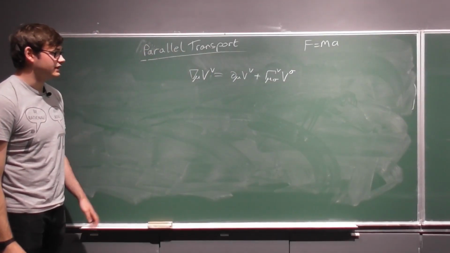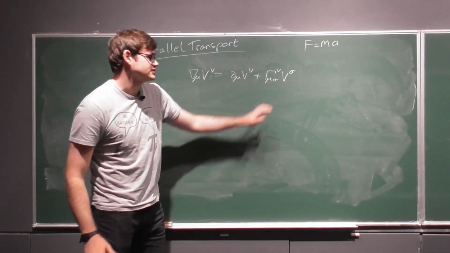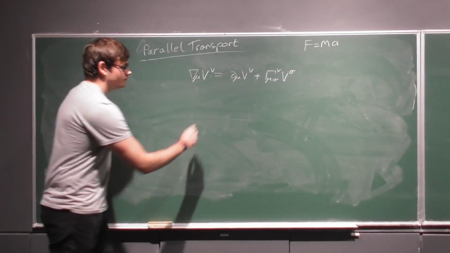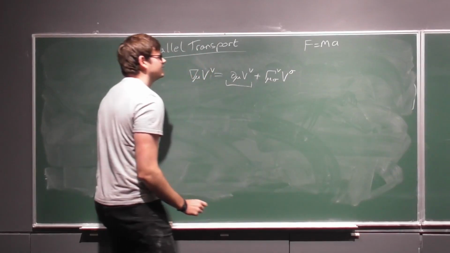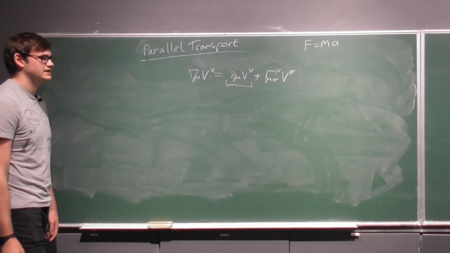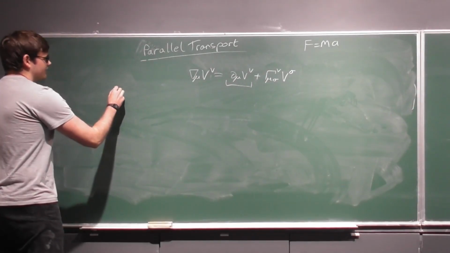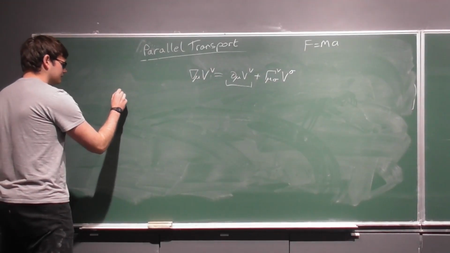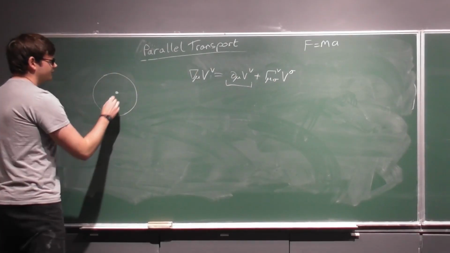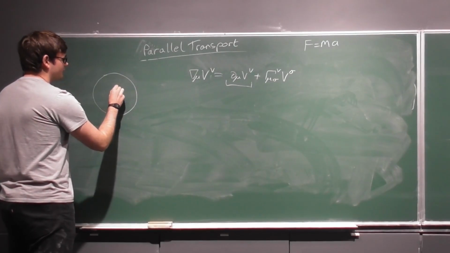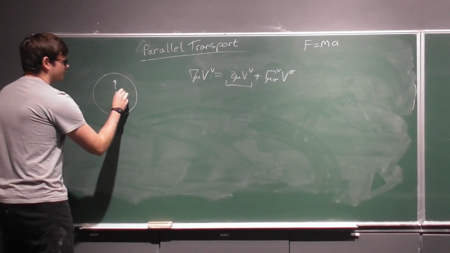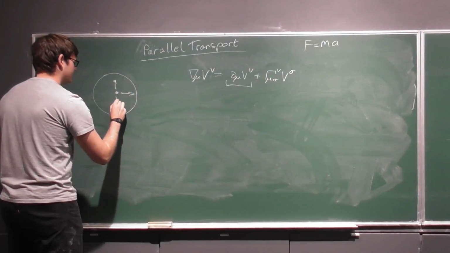Now, this breakdown into two sums is actually very, very useful. The first part tells us how our vector field changes at every point. So let's say I'm looking down on top of a hill, and I put different particles here. If I put a particle here, then it's going to roll this way. If I put a particle here, it's going to roll this way, and so on.